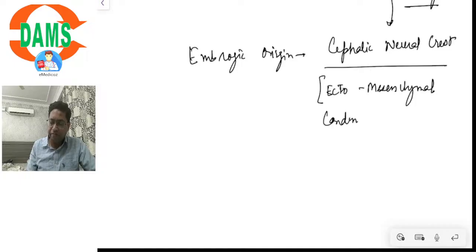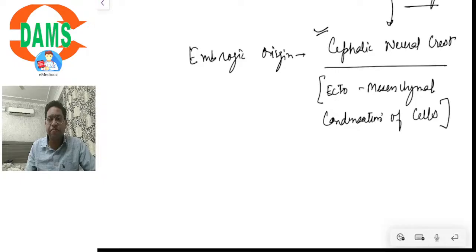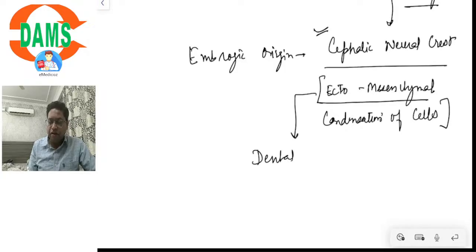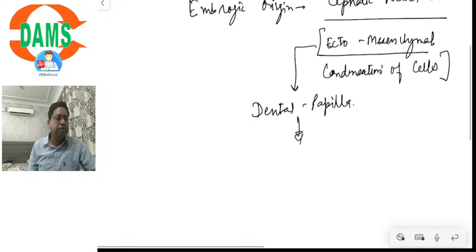Condensation of cells. The cephalic neural crest is made up of ectomesenchymal condensation of cells. So these ectomesenchymal condensation of cells give rise to the dental papilla, which in turn forms the dental pulp.